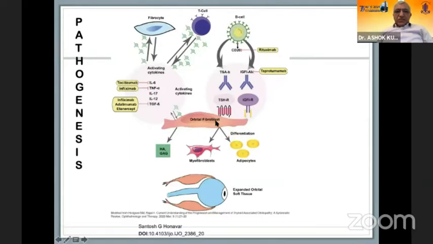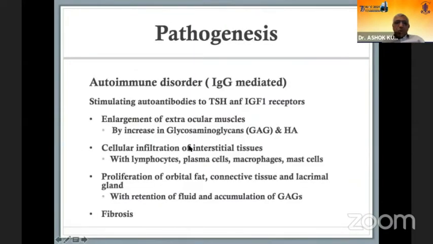For the pathogenesis, we know that the TSH receptors and the insulin growth factor receptors, IGF-1R receptors of the orbital fibroblasts are the target of the autoantibodies, which result in various changes, including the enlargement of the extraocular muscles, infiltration by the inflammatory cells, and proliferation of orbital fat, connective tissue, and lacrimal gland tissue, and fibrosis in all these structures.